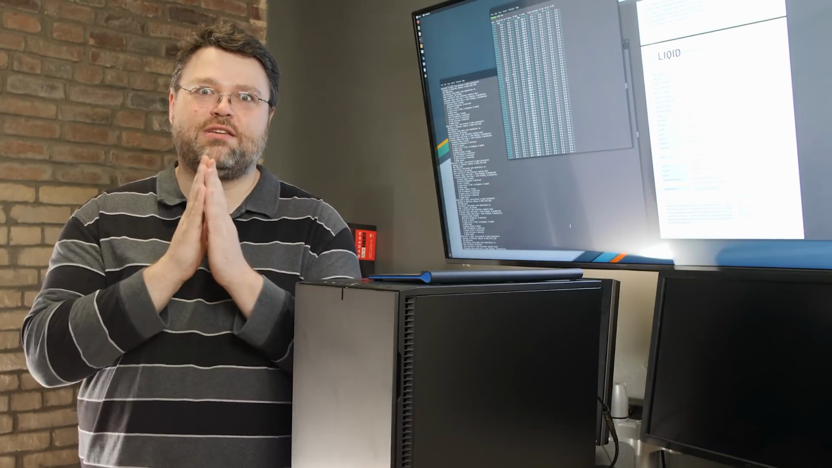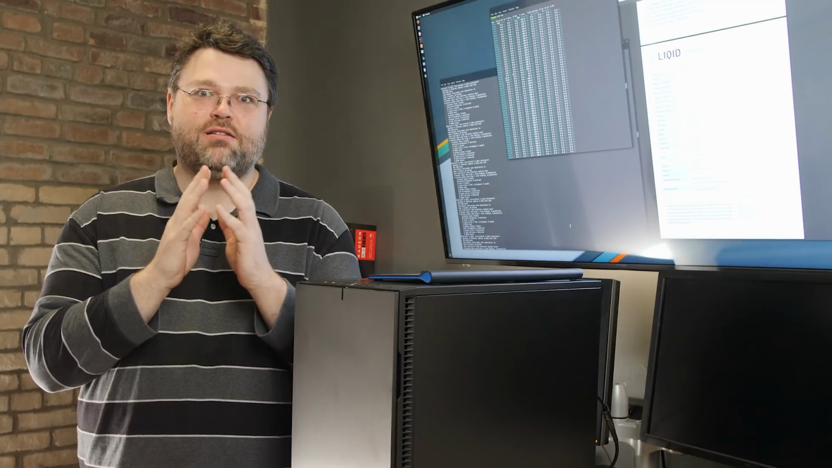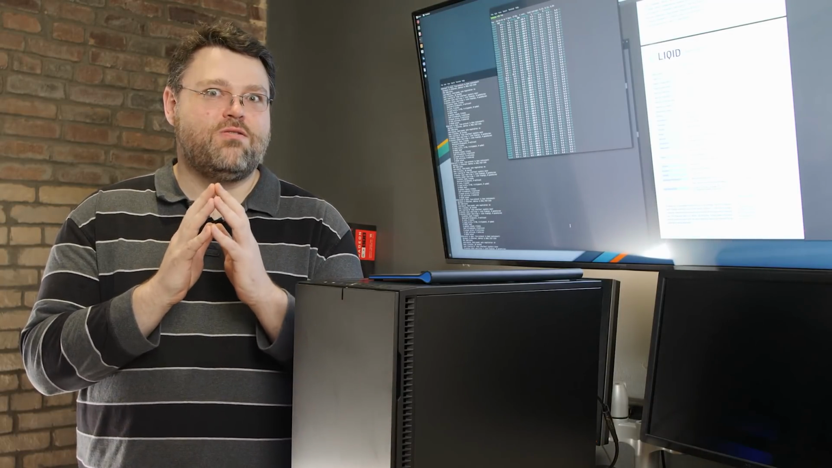Here's looking forward to testing the Liqid Optane product that I'm sure is just around the corner, even though it's not on the website.